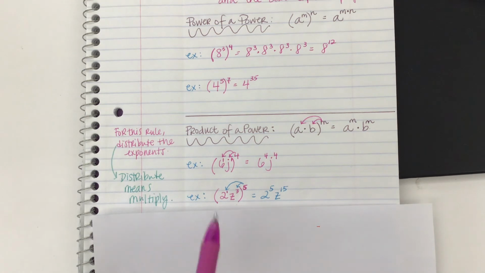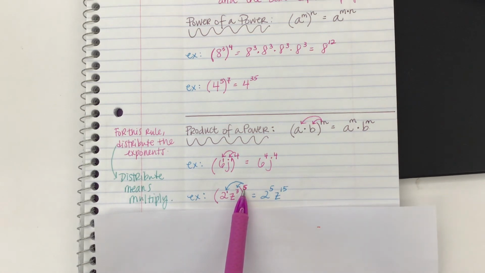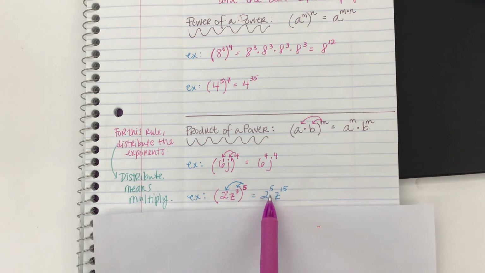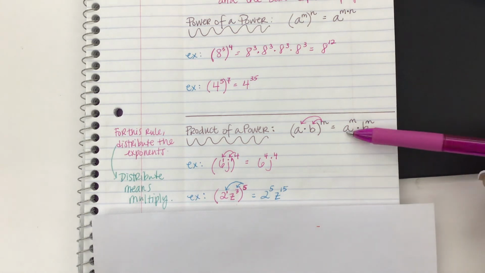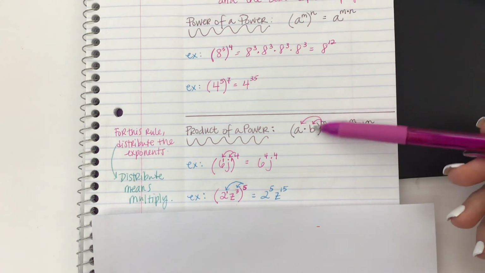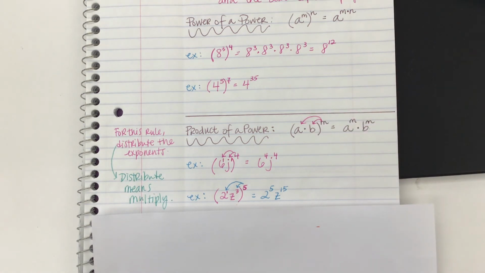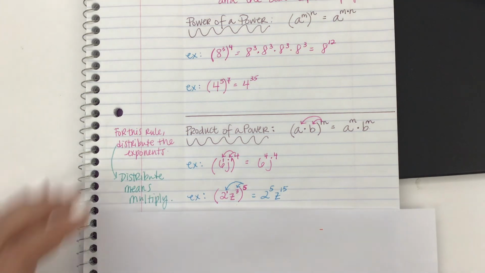And then I'll go ahead and distribute the exponent on the outside of my parentheses with everything on the inside of my parentheses. So really, I have 1 times 5. 1 times 5 is 5. So my answer is 2 to the power of 5 times z to the power of 15, because 3 times 5 is 15. Okay, I'm using the product of a power rule. It means when you distribute the exponents, you have to multiply with everything inside. So the exponents get multiplied.